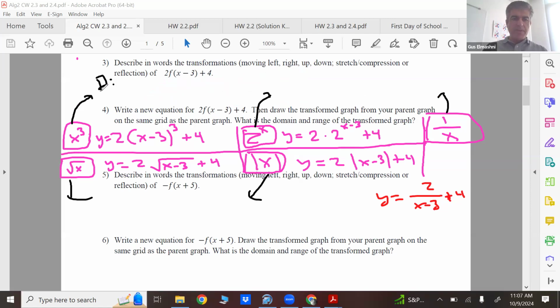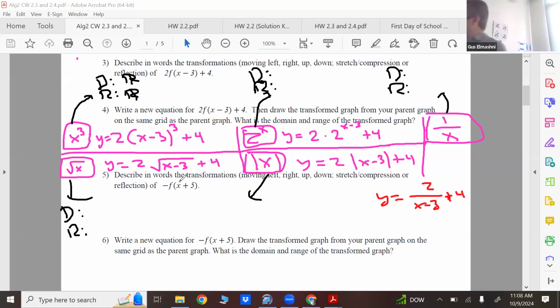Our new domain and range for each of these. I'm not going to draw the graphs because there's clearly not enough space, but we can always check it out in Desmos. You guys can practice eventually, so I'm not too worried about it right now. For cubic, it doesn't matter. It's still going to be all real anyway. That won't matter. But for square root, it will matter.